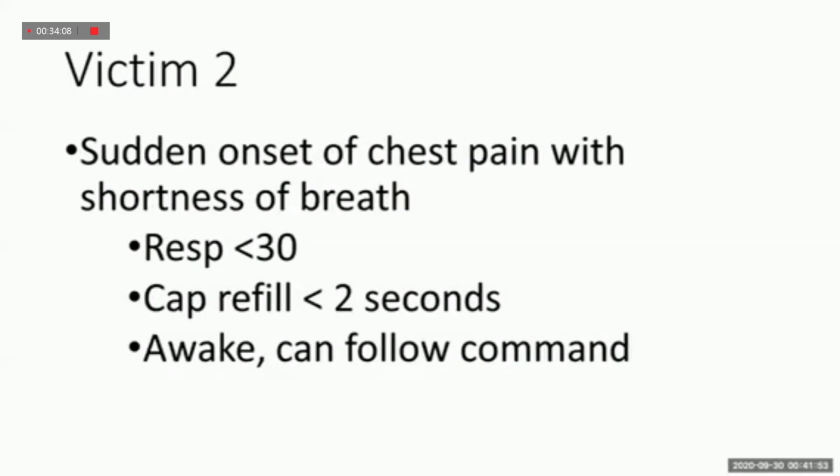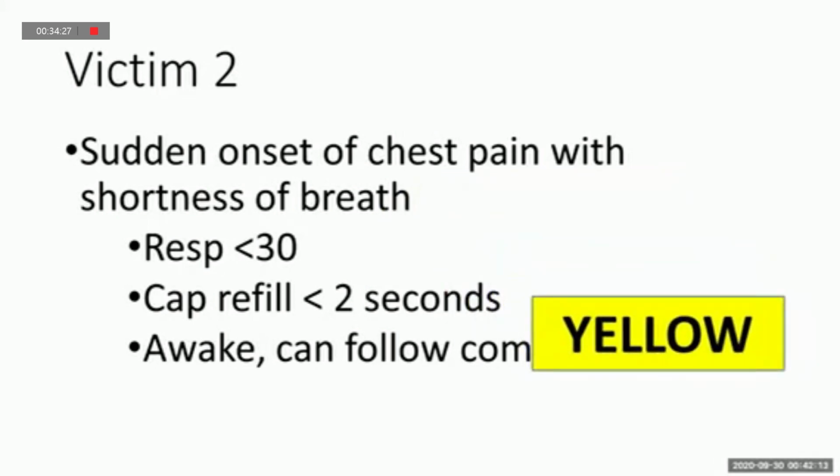How about victim number two? You approach another patient in a mass casualty, with sudden onset of chest pain, shortness of breath, RR of less than 30, capillary refill less than 2, awake and follows commands. So this would be tagged as yellow. Okay? Tagged as yellow.